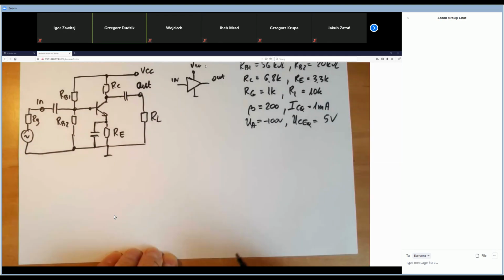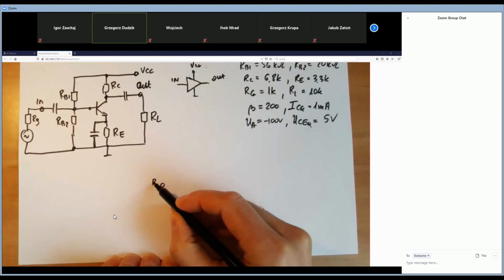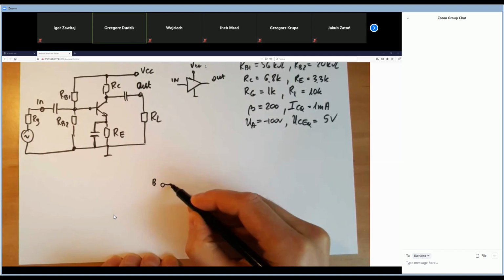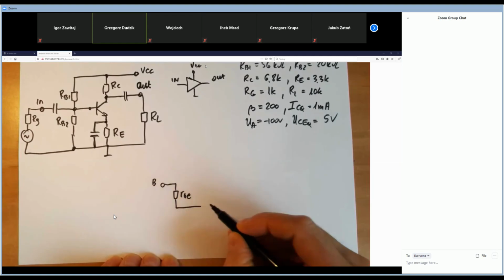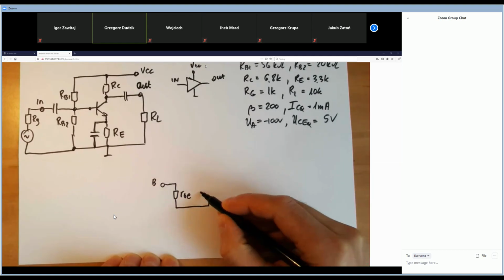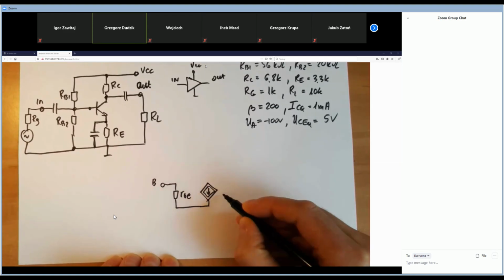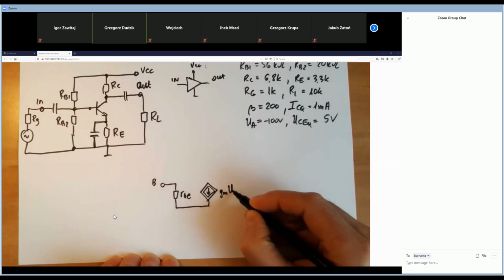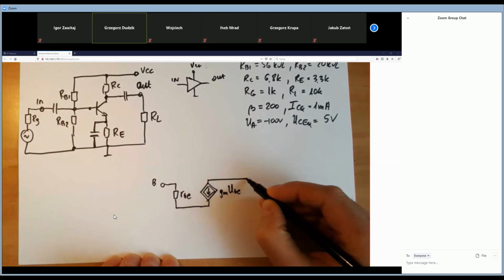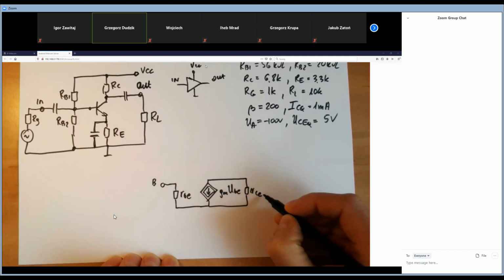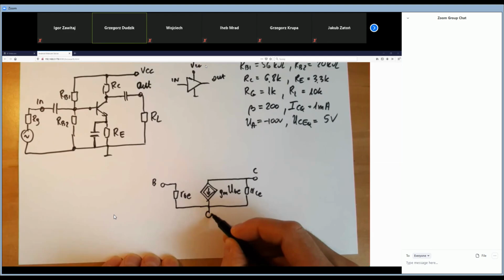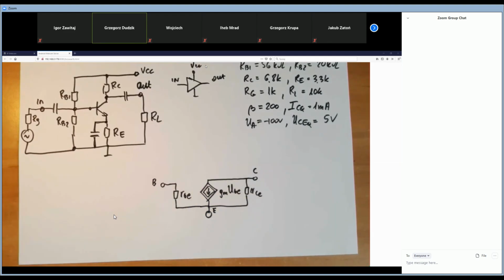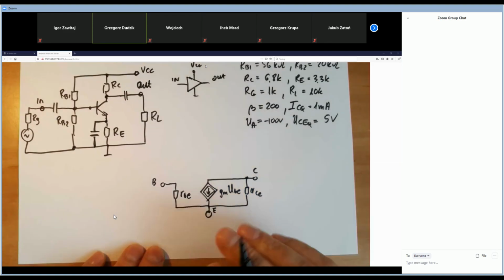Okay, this is the base, and here we have the RBE resistance, as you remember. This is the dependent current source, gm times UBE. Here we have the RCE, and this is the collector. And here is the emitter. As you see, I just replaced the transistor by its model.